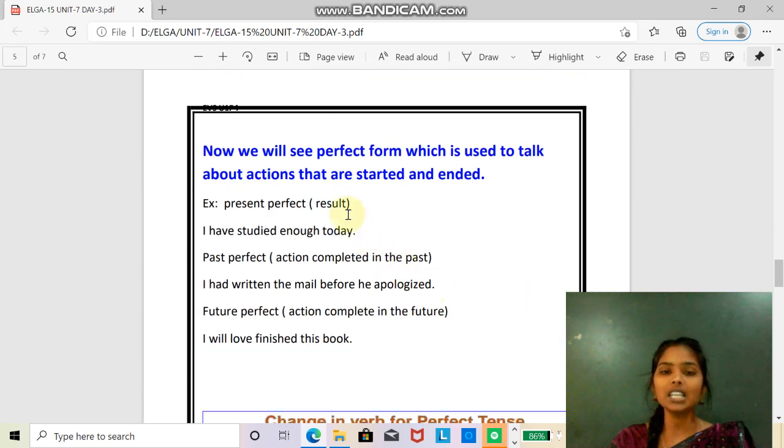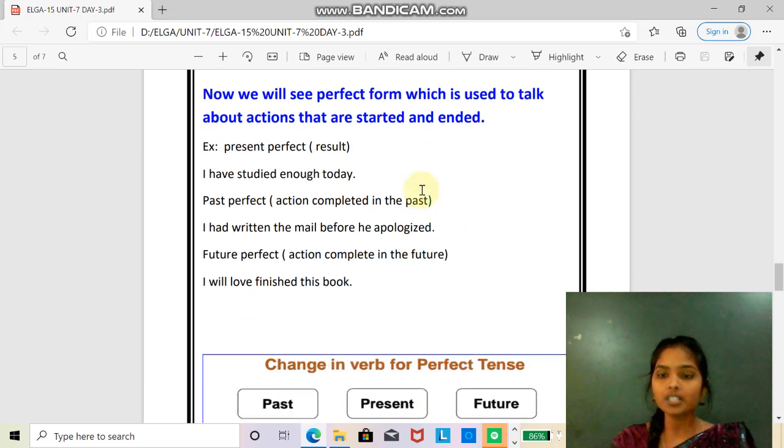Now we see the perfect form, which is used to talk about actions that have started and ended. Perfect in the case of present: it will start today itself and end today itself. In the past, it started in the past and was completed in the past. In the future, it will start in the future and complete in the future itself. Present perfect: I have studied enough today. Today only I started, today only I ended that thing.